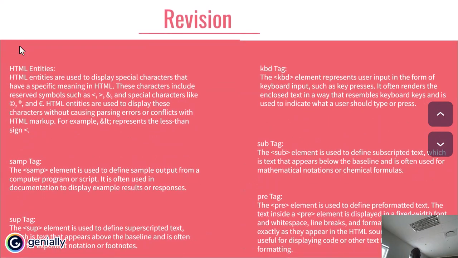So let's go back there. HTML entities are used to display special characters that have a specific meaning in HTML. These characters include reserved symbols such as lesser than and greater than, and special characters like copyright, the registered trademark, and the euro. HTML entities are used to display these characters without causing parsing errors and conflicts with HTML markup. For example, &lt; represents the lesser than sign.